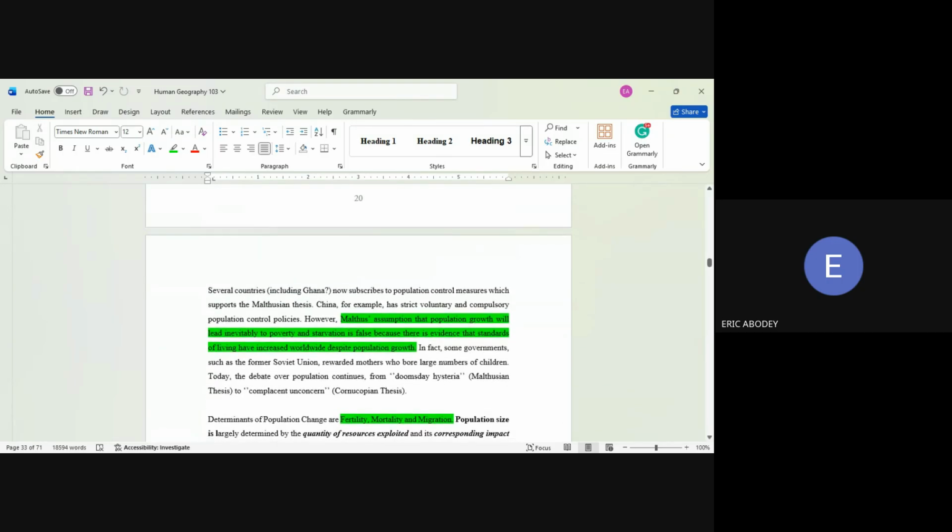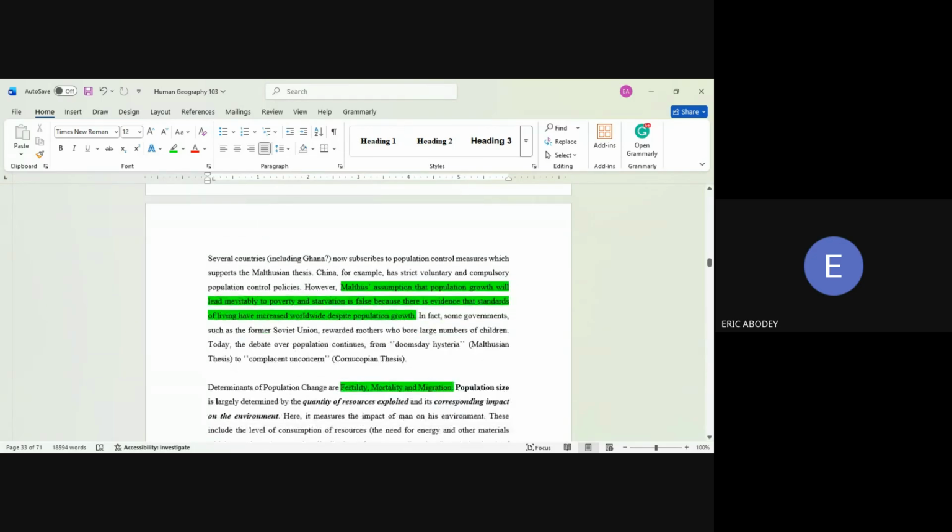Okay, let's go on. Several countries, including Ghana, are now subscribers to population control measures which support the Malthusian thesis. China, for example, has restricted population with voluntary and compulsory control measures after Mao Zedong's departure from office. Now the world is paying attention to the rate at which population is increasing, which means they are going back to what Thomas Malthus said so many years ago. I think the last article was around 1798. That's why our literature here has captured the 18th century. Around that time, the man made that projection. And today the world is going back to what he said, including even the Chinese. They are now putting in place measures to control population.